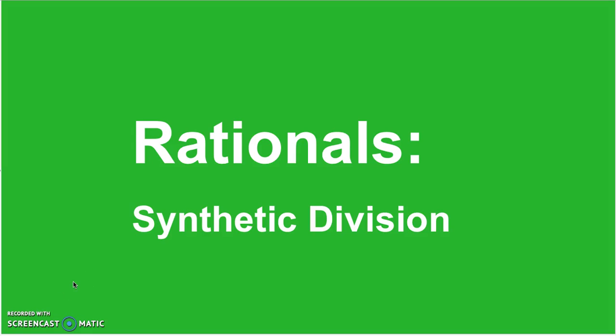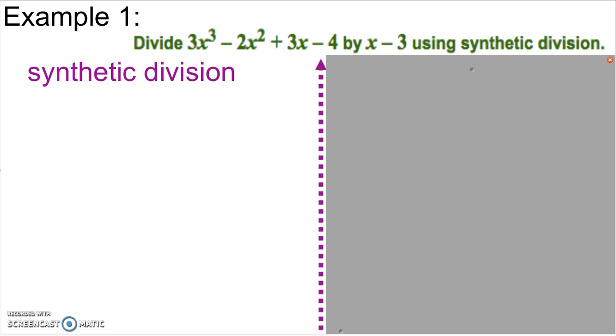This video is on synthetic division of rational expressions. We use synthetic division in very special cases of dividing rationals. We need to have a linear binomial divisor. So linear means that there won't be any exponent greater than 1.